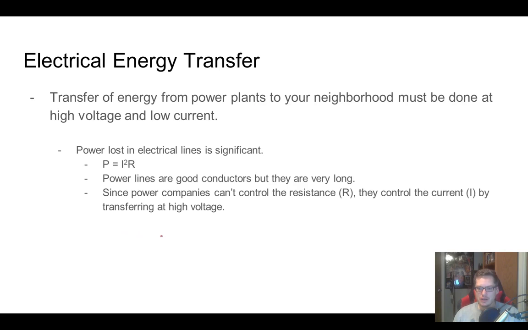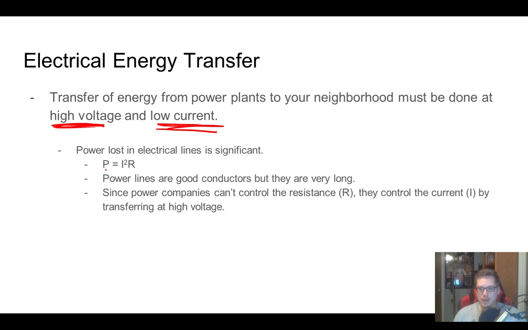All right, last little bit here, and we talked about this very briefly in the last video. Transfer of energy from power plants to your neighborhood has to be done at high voltage and low current. The reason is that the power lost in electrical lines is actually pretty big, because it's a long way from one place to the next, and they're trying to minimize the energy loss. The power is going to be lost, but they want to minimize that energy lost.